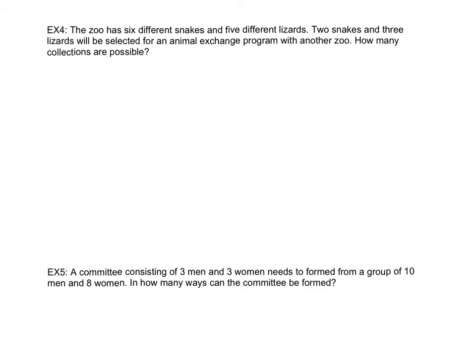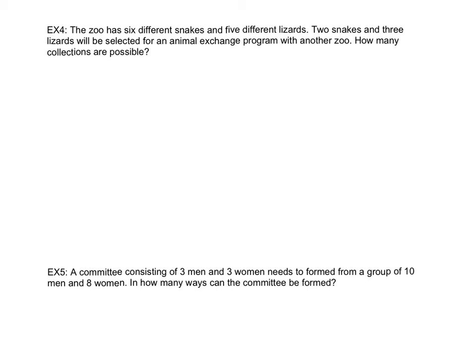Our last two examples of this section, these are probably the most difficult combination problems there are. So let's look at example 4. There's a zoo. It has 6 different snakes and 5 different lizards. I have to be careful here because I have these two groups: the group of snakes and the group of lizards. Now total I have 11 animals, but we have a group of snakes and a group of lizards.